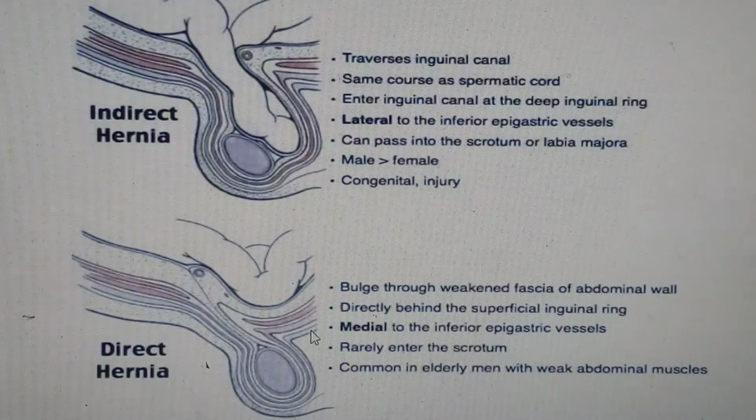Sometimes in your exam they may want you to state these layers that you find covering this kind of direct inguinal hernia. So as I said, from inside out: extraperitoneal fat layer.